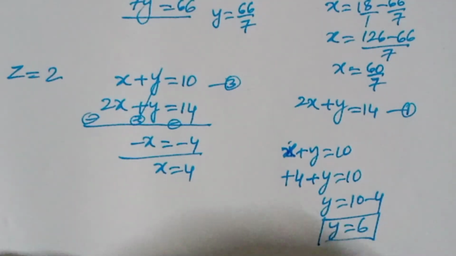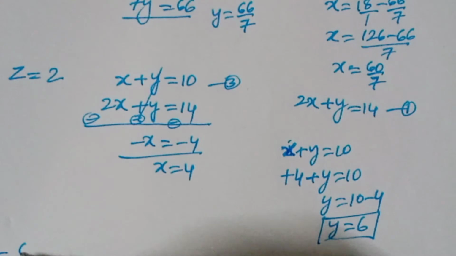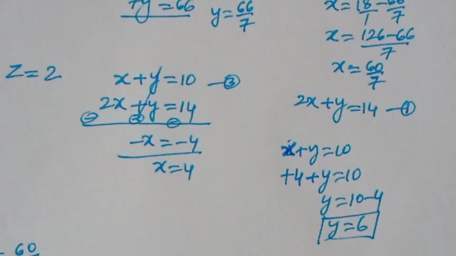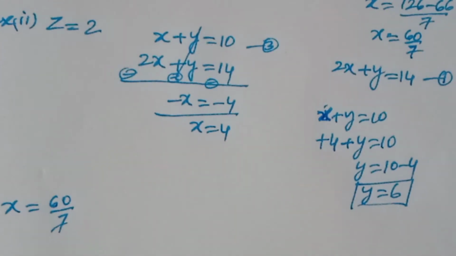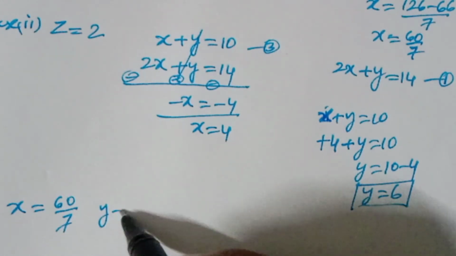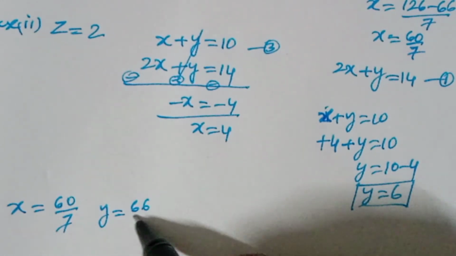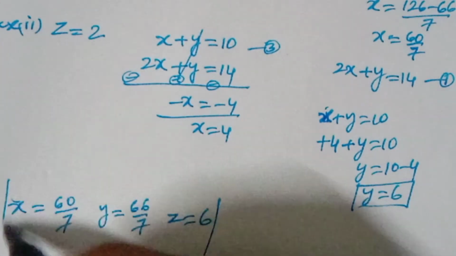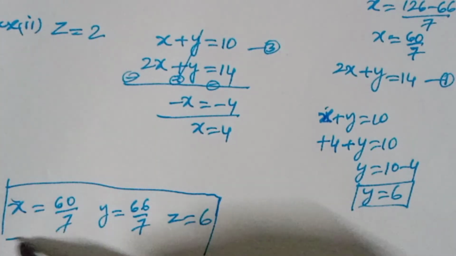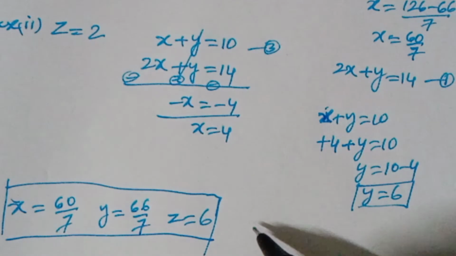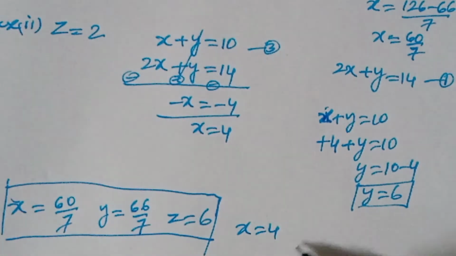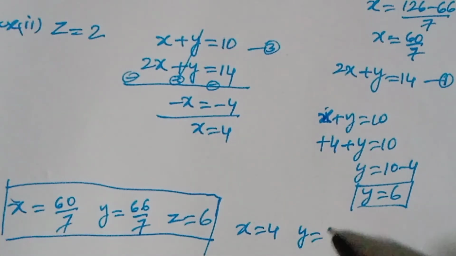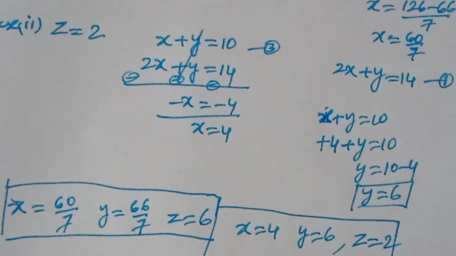So what is the x value in the first case? 60 by 7. First case: x value 60 by 7, y value 66 by 7, z value minus 6. If you take the second case, x value 4, y value 6, z value 2.